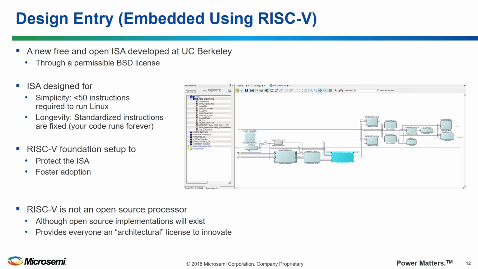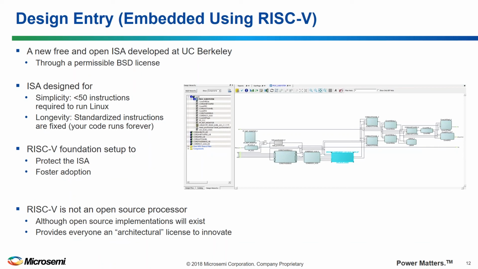Now I mentioned RISC-V. So RISC-V, you may have heard about it. It's a new free and open instruction set architecture that was developed by UC Berkeley. And it's designed for simplicity. It's less than 50 instructions to run Linux, and also longevity. So there are standardized instructions that are fixed. That means if there's a new version of a RISC-V core that's available, your old design and your old code is going to still run.